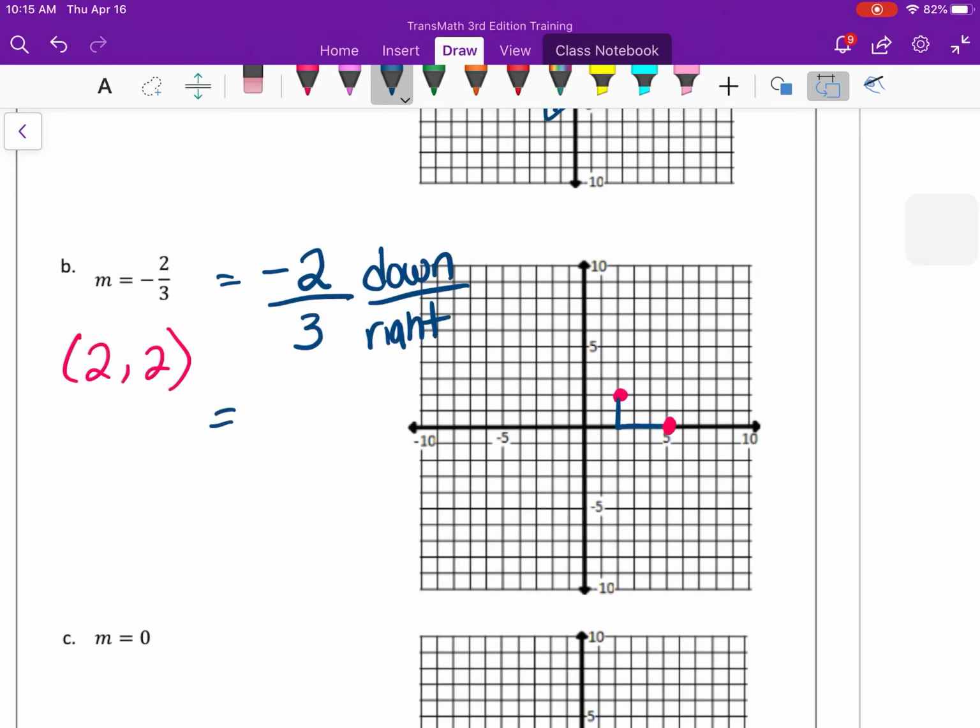Or you can assign the negative to the bottom. So 2 over -3 is the same thing as -2/3, which means you would go up 2 and then to the left 3 for negative. So you could also go up 2 and to the left 3, and you could put your next point on your line there as well. So you can see that that makes a nice negative sloping line. It has a slope of down 2, right 3, or -2/3.